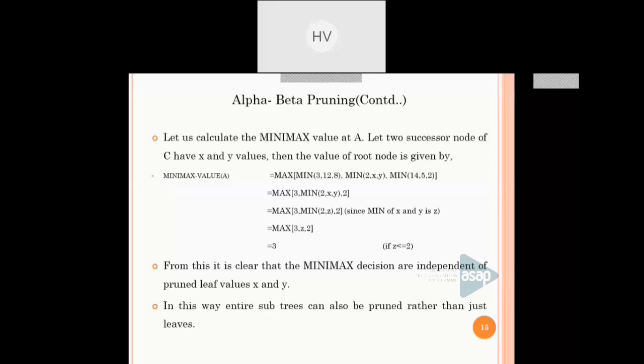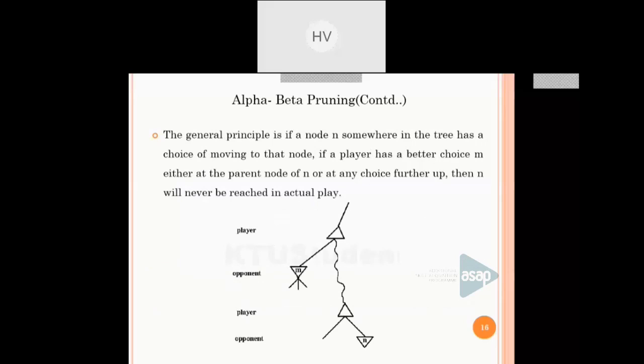So the final value, max of 3, z and 2, will be 3 if z is less than or equal to 2. This is how we can prune, or ignore, some nodes that are not necessary for the final decision. Coming to the next slide, the general principle followed here is: somewhere in the tree, if there is a better choice M than a node N, then that node N or its subtree can be removed from the search procedure, so we can save time and do the process very easily. So this is alpha beta pruning.